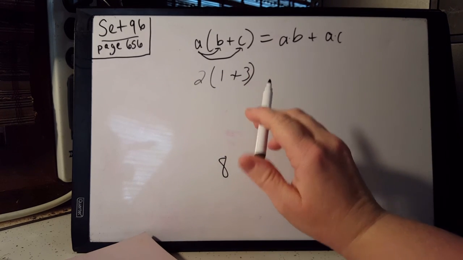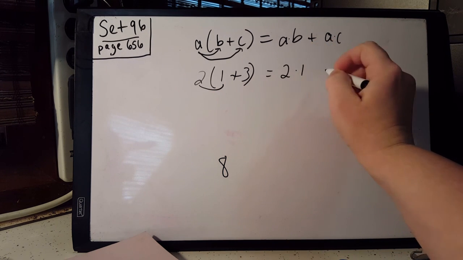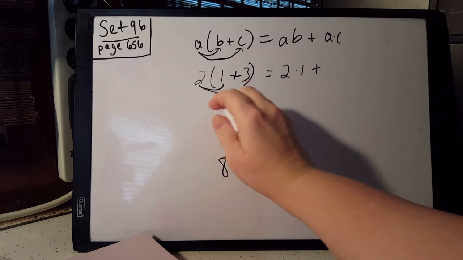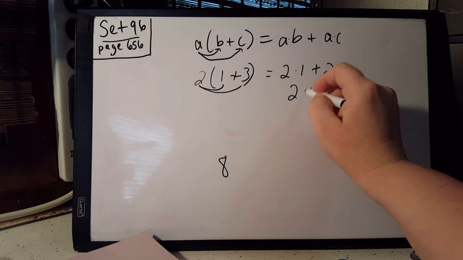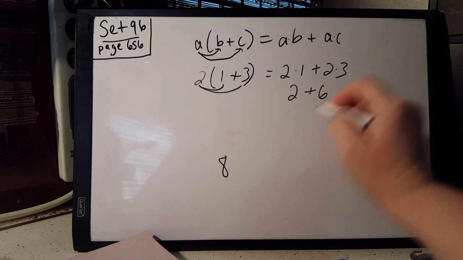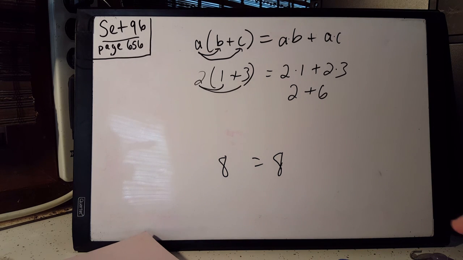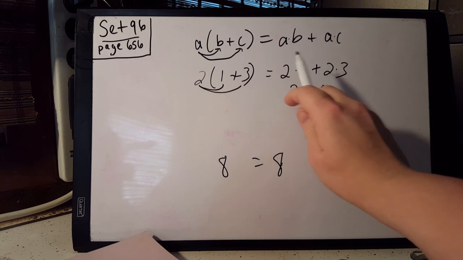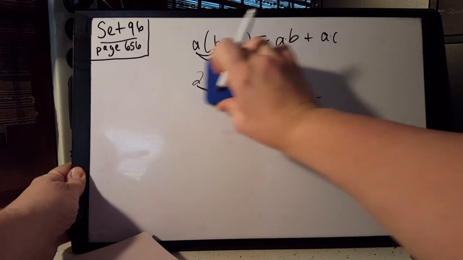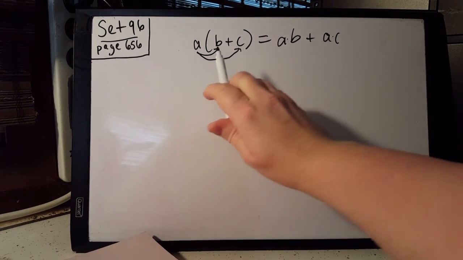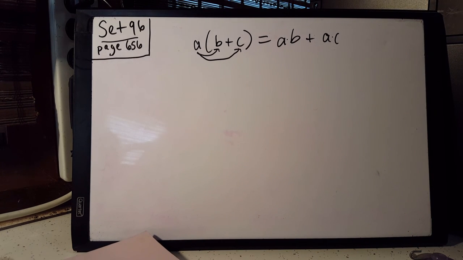Using the distributive property, we would say 2 times 1 plus 2 times 3. If we work this out, 2 times 1 is 2, of course, and 2 times 3 is 6. 2 plus 6 is 8. So they both get the same answer, and that's what the distributive property means: we can use this method or we can use this method and we get the same answer. In algebra, they're going to give us problems that look like this, and we need to use this method in order to put them in correct algebra form.